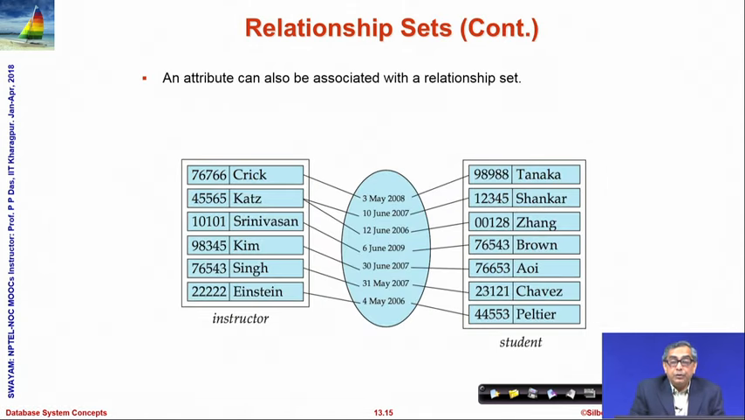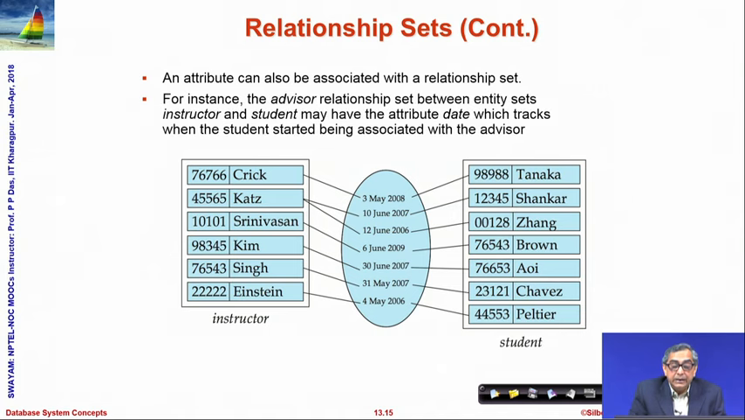A relationship, like the entity sets, can also have some additional attributes. For example, when I say that Crick advises Tanaka, I may associate a date-type attribute, say 3rd May 2008, to mean when this process of Crick advising Tanaka started. It can be some other attribute also. All that I am trying to highlight is that attributes can be assigned to relationships as well.